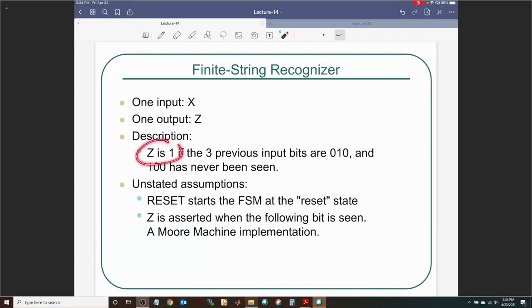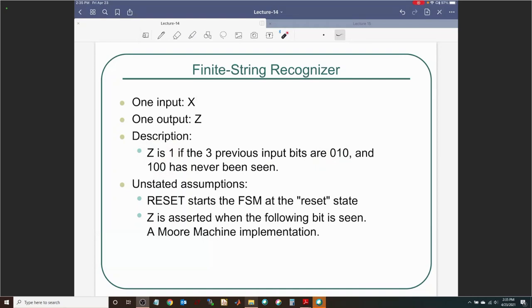So output Z should be asserted if the previous three inputs were 0, 1, 0. And where are they going to be observed? Well, that is coming from our input X. So Z becomes a 1 when the last three inputs on X were 0, 1, 0. And we are going to respond to another bit pattern, which is 1, 0, 0. So Z can be 1 if the last three bits are 0, 1, 0, and 100 has never been seen. So if the input is 100, then Z will never be asserted, right? So detect 0, 1, 0 as long as 100 has never been seen.